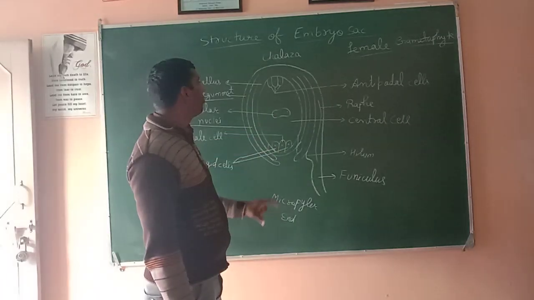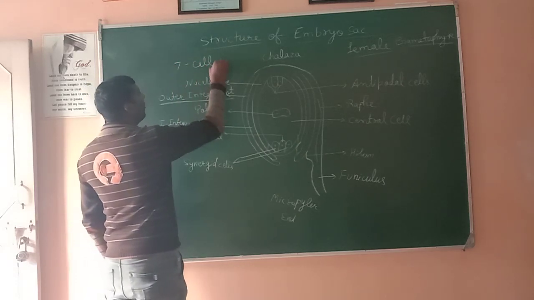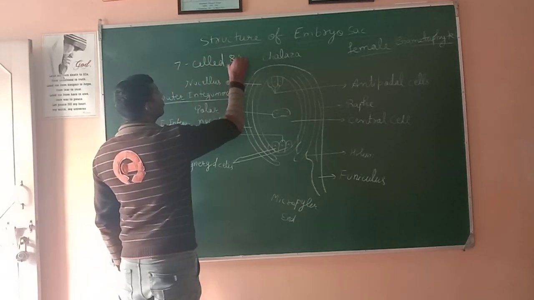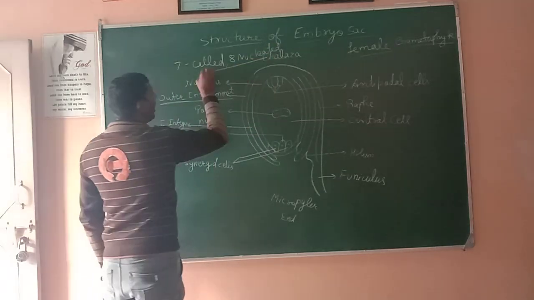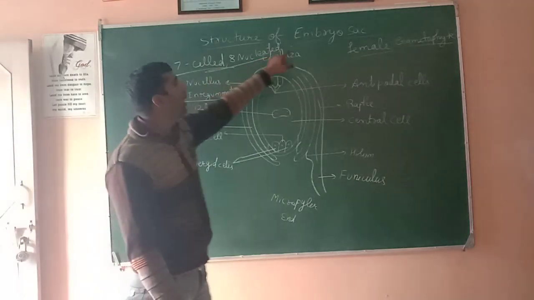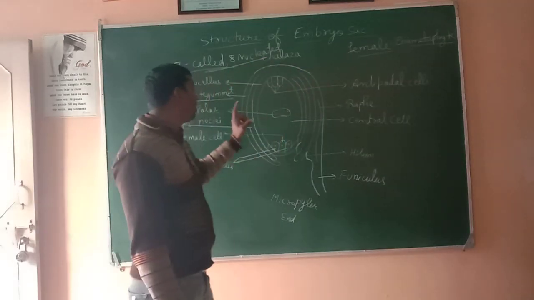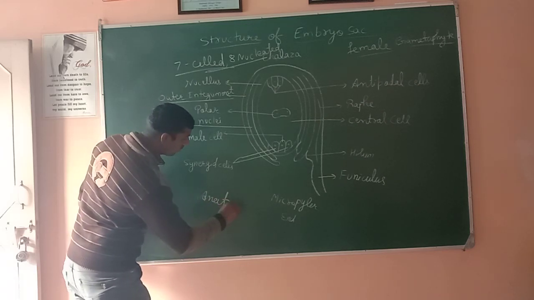In the mature ovule we have seven cells and 8 nuclei. This embryo sac is a 7-celled, 8-nucleate embryo sac. This is called an anatropous ovule.